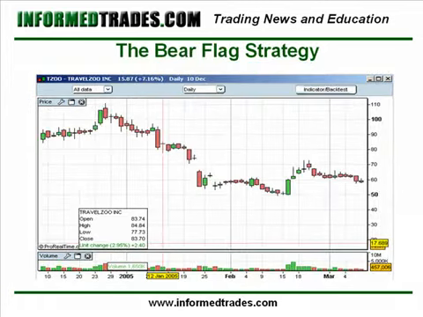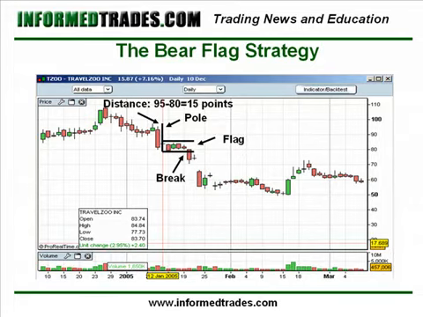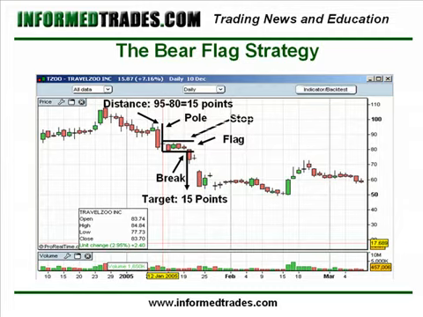Okay, the bear flag strategy is similar to the bull flag strategy. It's just flipped upside down. So we have our bear flag here. We have the break of the bear flag to the downside, so we're looking to get short there. We measure the distance from the top of the move down to the bottom, and we subtract those. We get 15 points, and that is our target from the break point down when we get short, and then we place our stop just above the resistance line.